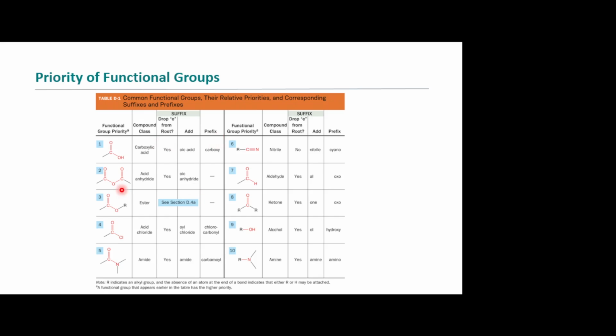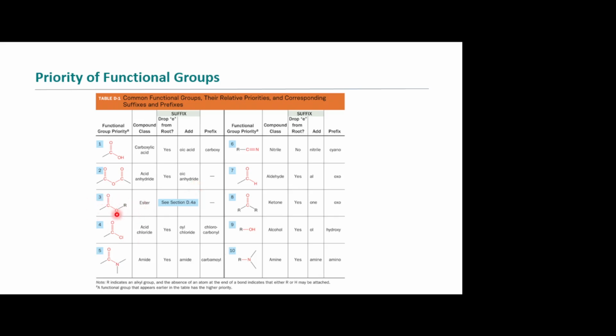So functional priority group 2, this is going to be the second priority. This one is the acid anhydride. See this red part of the functional group there? That's what that looks like. Okay, and that is going to be, you're going to drop the E from the name. You're going to put oic anhydride. And so it's very similar to carboxylic acid. You just end it with, instead of acid, anhydride.